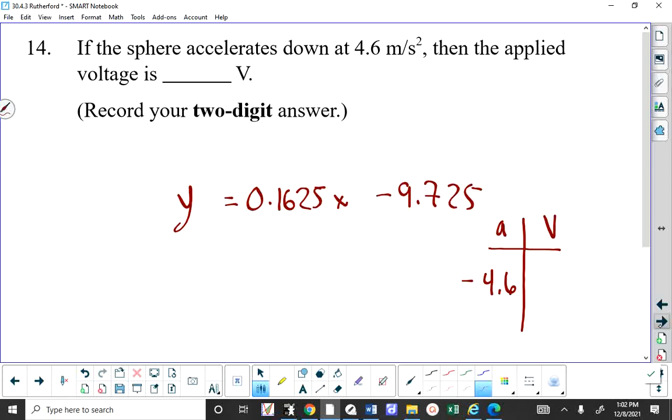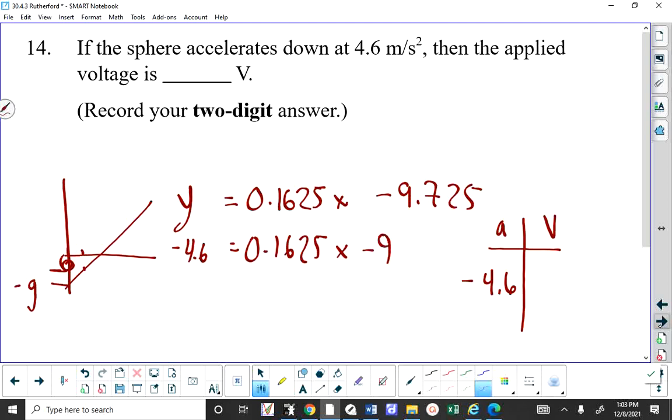And again, this graph, if you extended it, would look like a photoelectric effect graph, actually. And this really makes a lot of sense because this is zero voltage, and if there's no voltage, there's no force, so the acceleration is determined by gravity, which is why this is negative g. So you're going to be looking at negative 4.6 here and finding the voltage. You're just going to put negative 4.6 in for y and solve for x because x is the voltage.